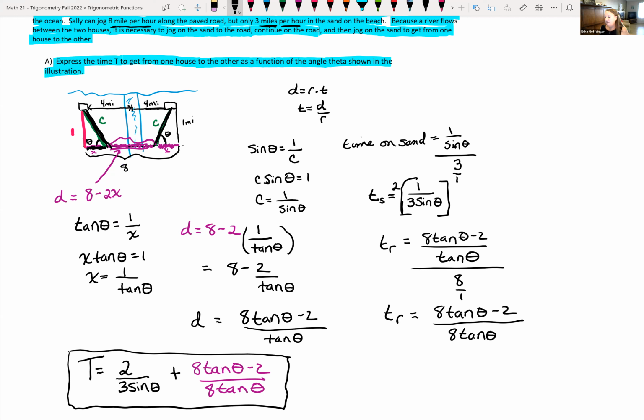And then the next part of the question, and we're out of time, so I'm going to let you do that. The next part of the question is to figure out the time it would take given that theta is a certain angle: 30 degrees, 45 degrees, or 60 degrees. We already have the formula there, so all we have to do is plug in those values for theta.